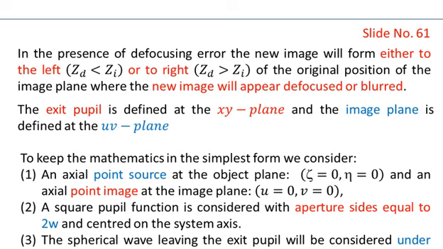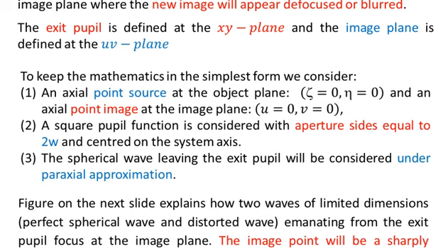So we have discussed two possibilities, because when Zd is equal to Zi, then of course there is no defocus error. But if the defocus error is present, then the two possibilities will arise: either Zd is less than Zi or Zd is greater than Zi. The exit pupil is defined at the xy plane and the image plane is defined at the uv plane. So our exit pupil is located at the xy plane, the image plane is located at the uv plane.